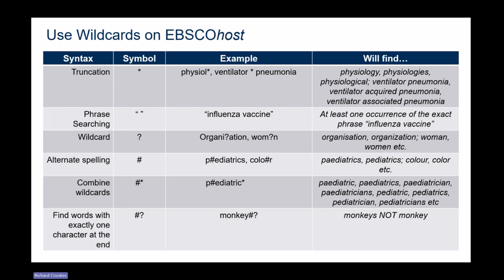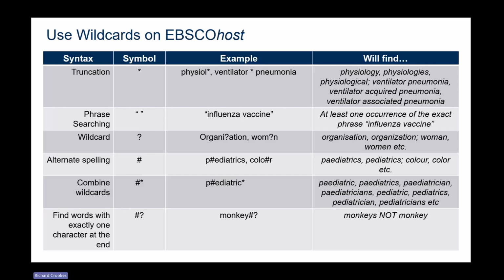Likewise with color and words like behavior, we have OR in the US, we have OUR in the UK, then you can replace or add the hash wildcard after the O before the R to find both variations. You can combine the hash wildcard with the truncation. So if you're again looking at pediatric as well as pediatrics, pediatrician and pediatricians, then you can of course use the hash wildcard for pediatric and truncate it using the asterisk as well.